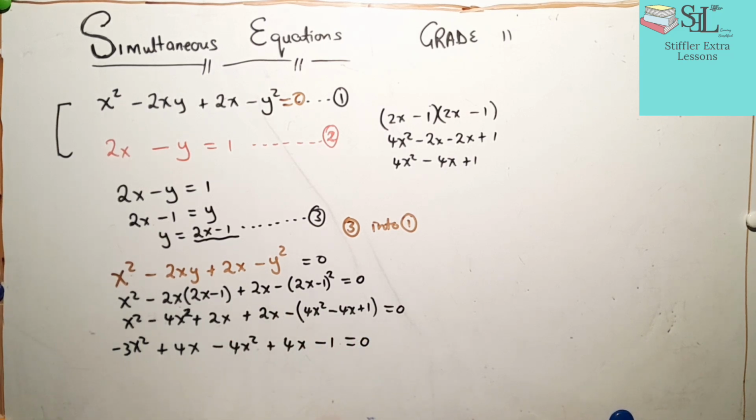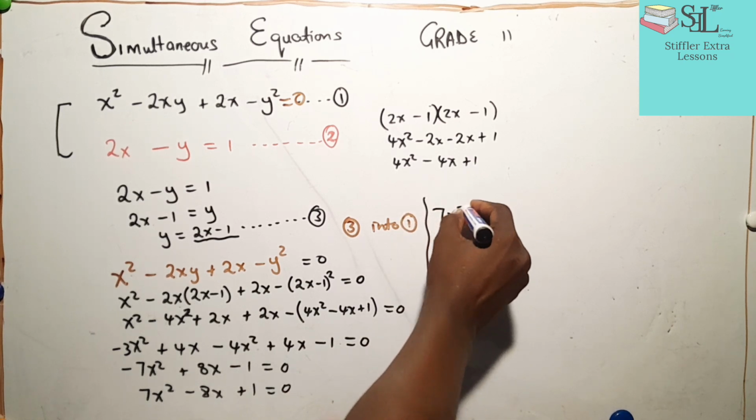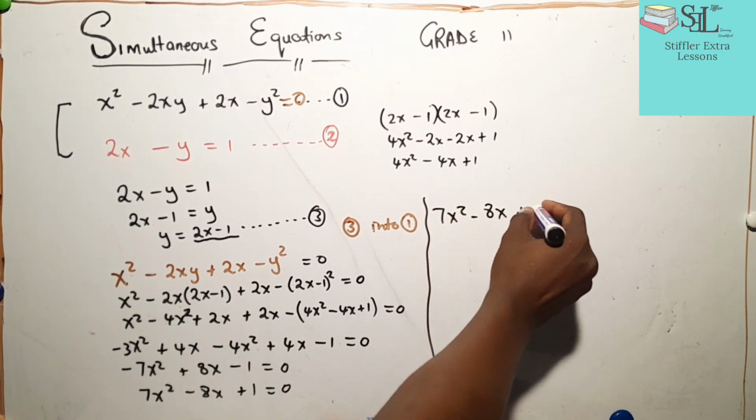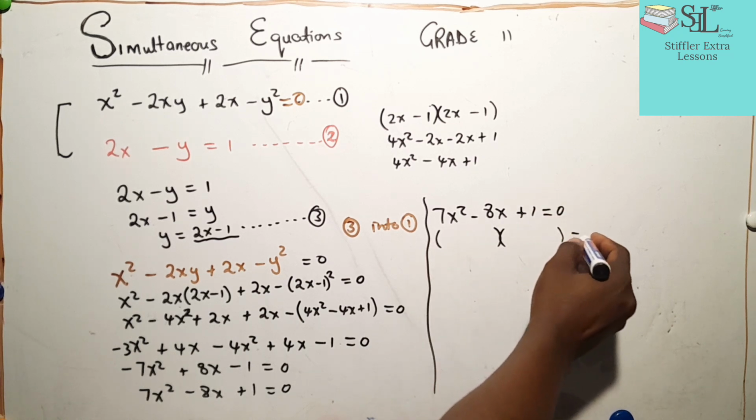This and that, they are like terms, so it will give us negative 7x squared and then plus 8x minus 1 is equals to 0. So now we can divide throughout by negative to make this equation positive. So this 7x squared minus 8x plus 1 is equals to 0. So we might want to factorize that. So 7x squared minus 8x plus 1 is equals to 0. So we can factorize that.